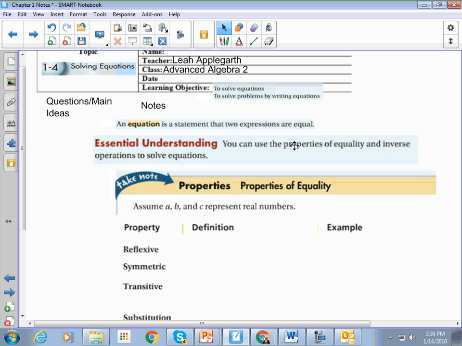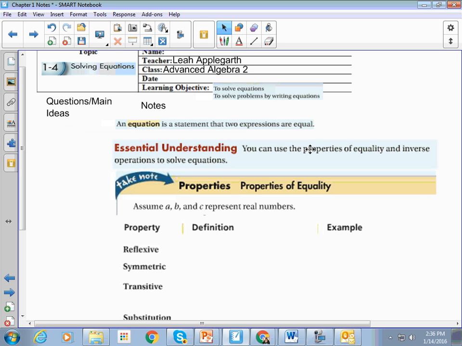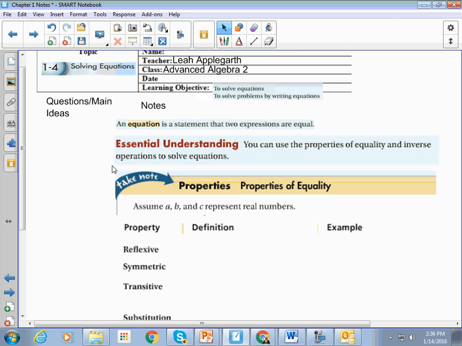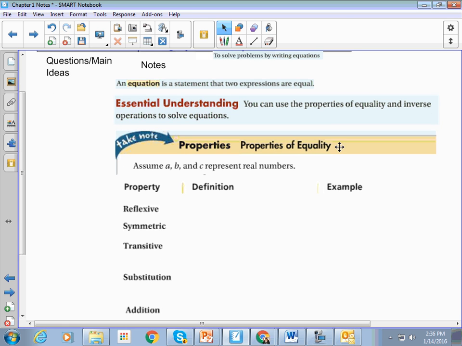Our essential understanding, you don't have to write this down either, is that you can use the properties of equality and inverse operations to solve equations. So all those little operations we're going to use, properties of equality and inverse operations, we are going to be math ninjas and use those and solve our original equations.